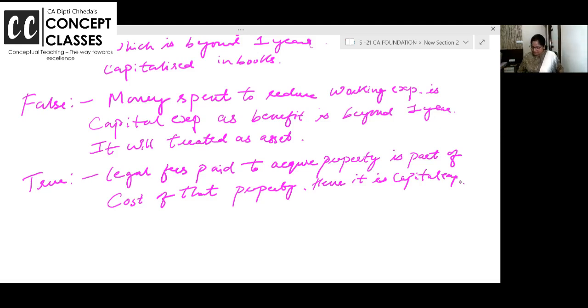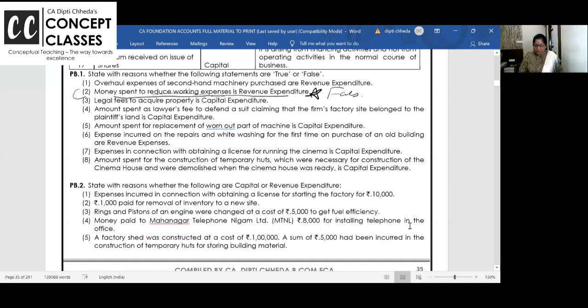Next. Okay. Do as slowly as you want. This is your first problem. Amount, fourth one. Capital expenditure, this is also capital. Amount spent on lawyers' fees to defend a suit claiming that company's factory site belonged to the plaintiff's land. Is it a capital expenditure? True or false?